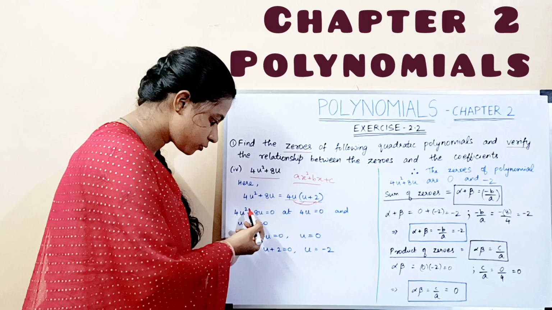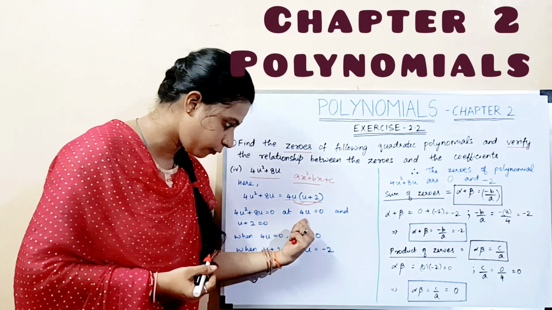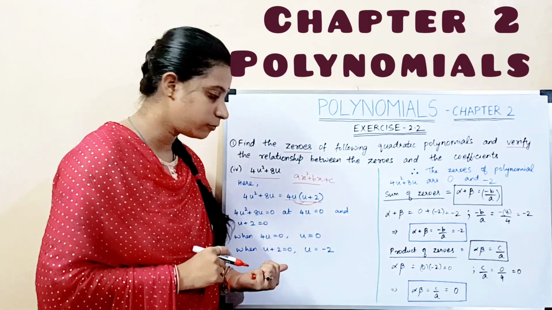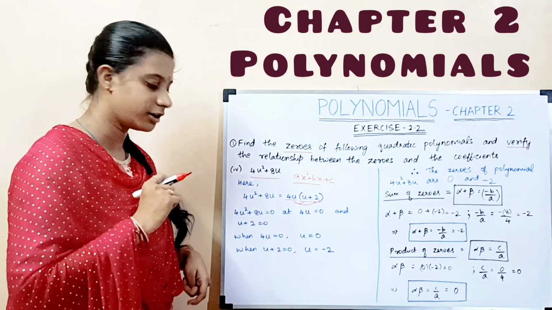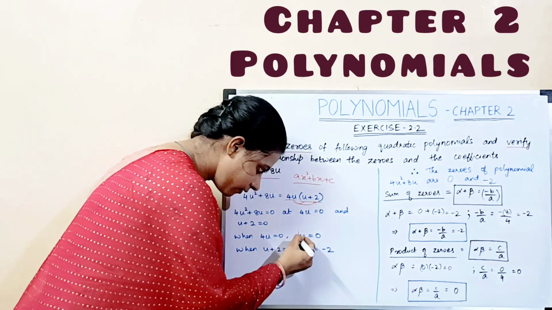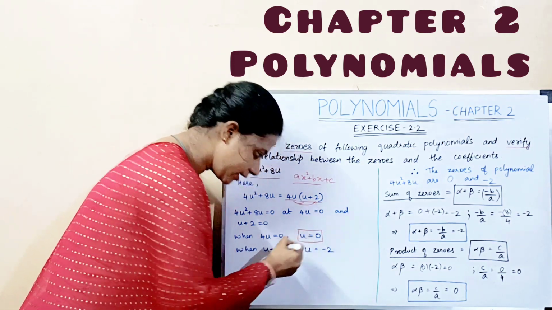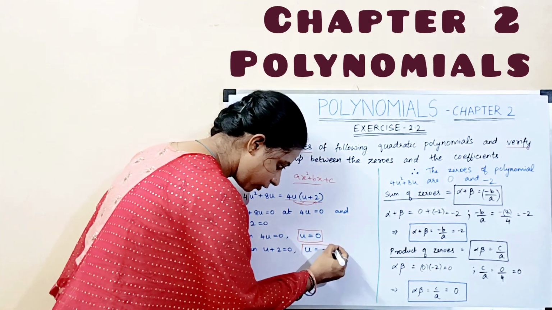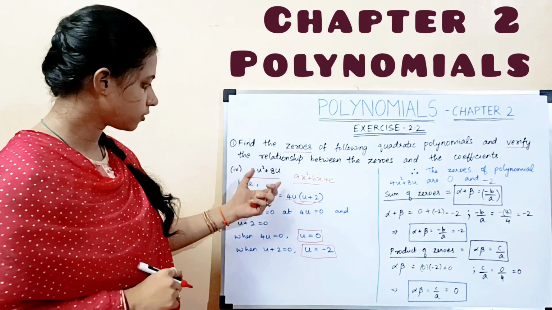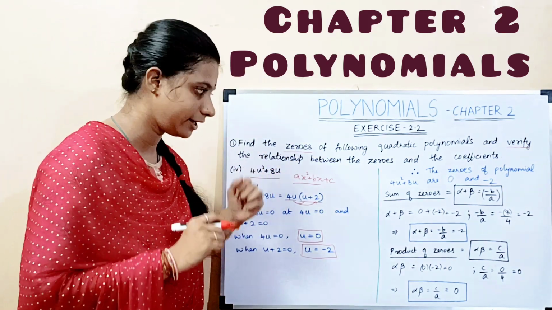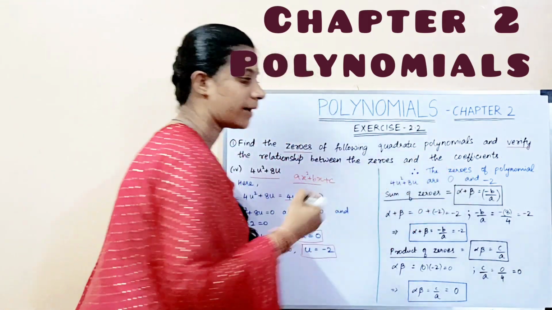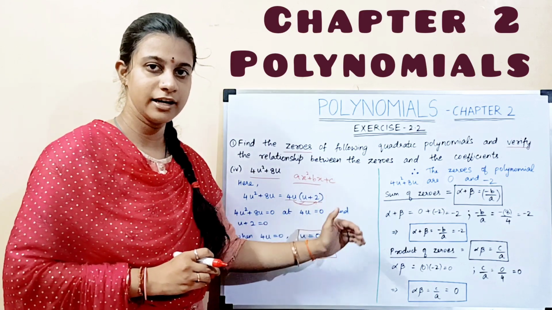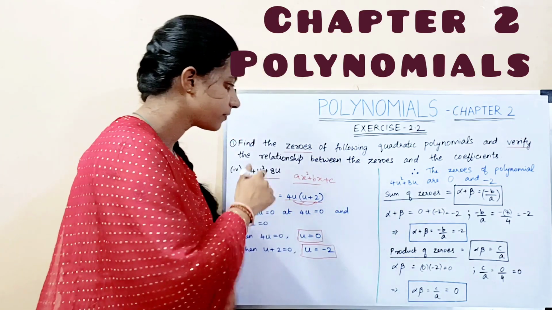So for 4u square plus 8u equal to 0, 4u equal to 0 and u plus 2 equal to 0. Here we will find the u values because the variable in the polynomial is u. When 4u equal to 0, we get the value u is equal to 0, and when u plus 2 equal to 0, we get u is equal to minus 2. So the zeros of this polynomial 4u square plus 8u are 0 and minus 2. Now we have done half of the solution. We will verify the relationship between zeros and the coefficients now.